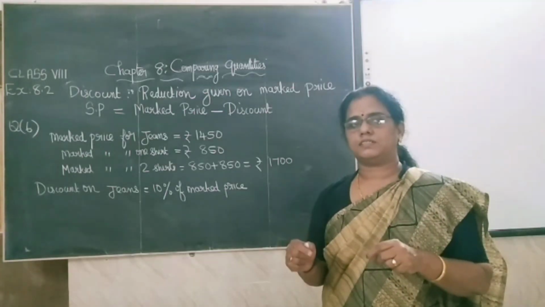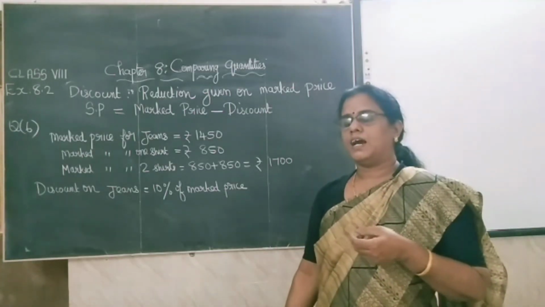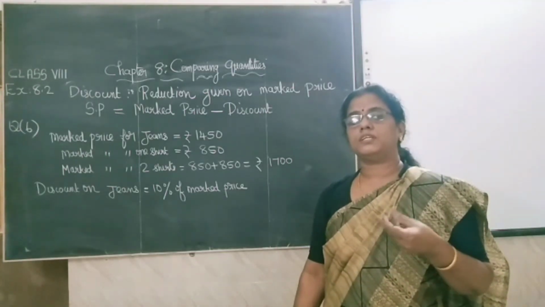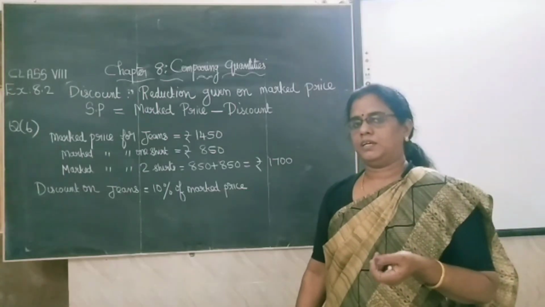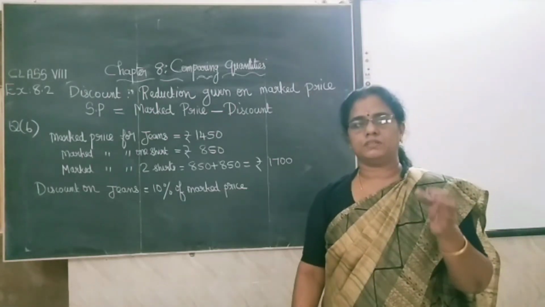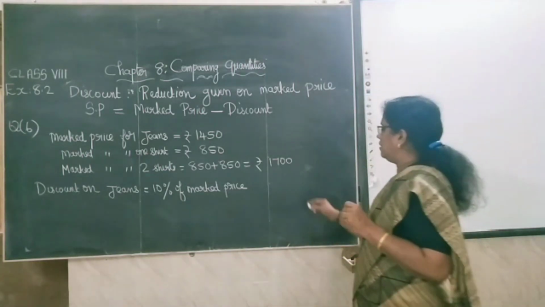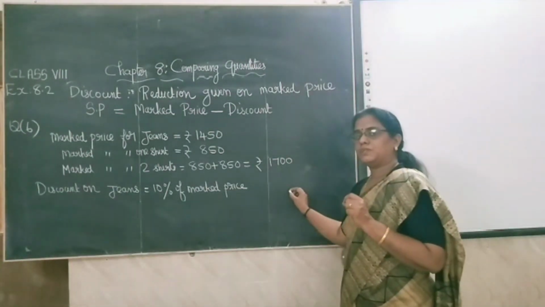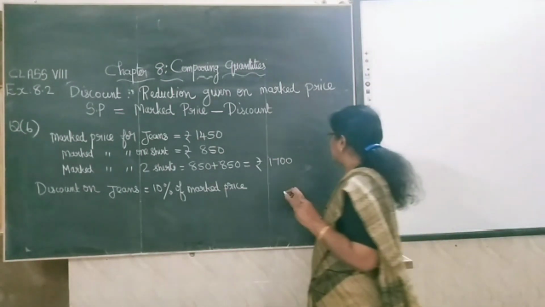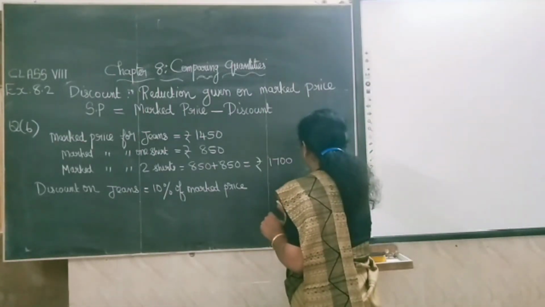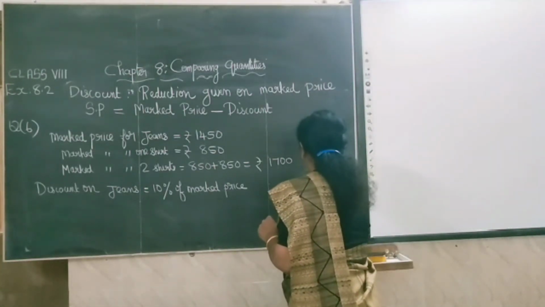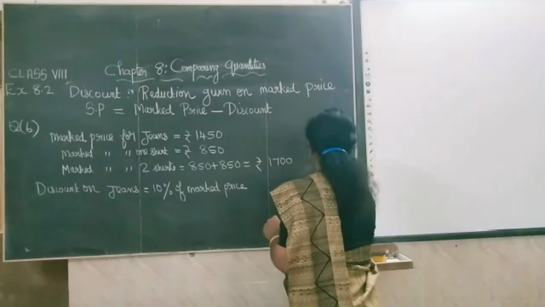That is, some price will be written on the tag. Suppose you are buying jeans, if it is 800, and if there is 20% discount, then we don't have to give the money 800. We have to give, first we have to find the 20%. This 20% means 20 by 100 of 800.